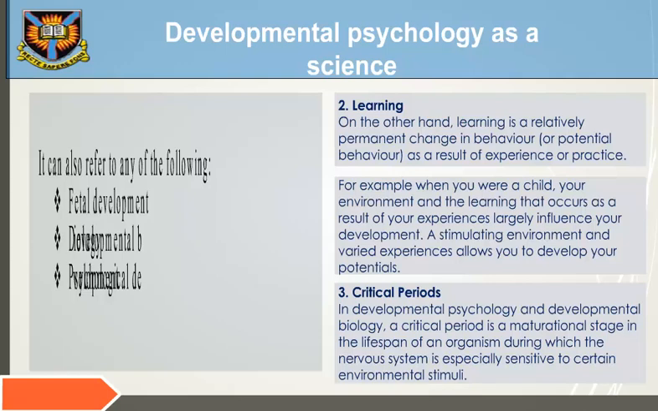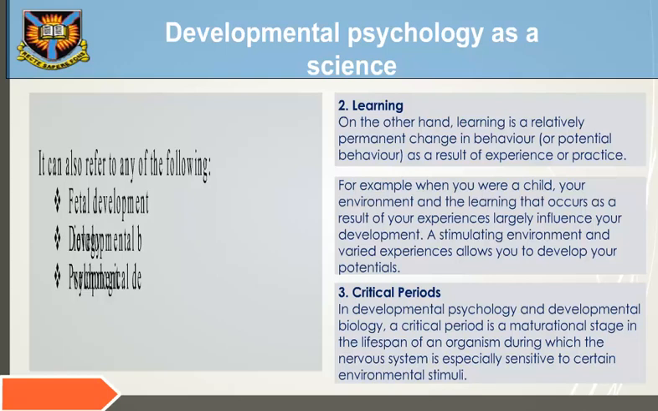2. Learning. On the other hand, learning is a relatively permanent change in behavior or potential behavior as a result of experience or practice. For example, when you were a child, your environment and the learning that occurs as a result of your experiences largely influence your development. A stimulating environment and varied experiences allow you to develop your potentials.